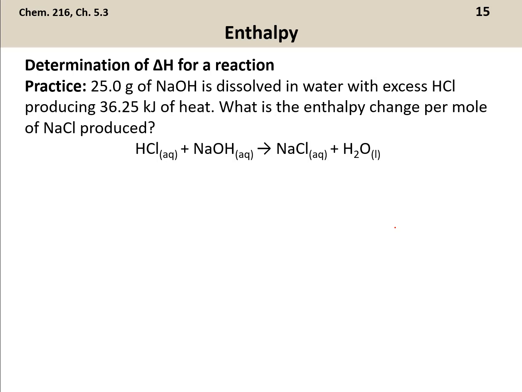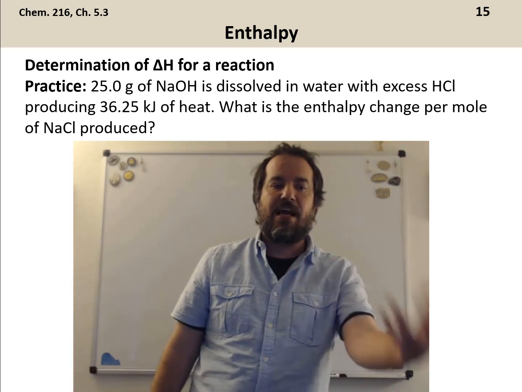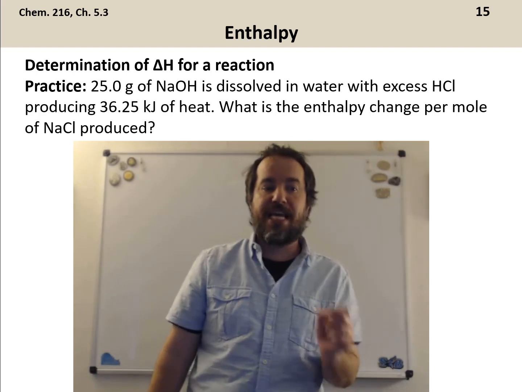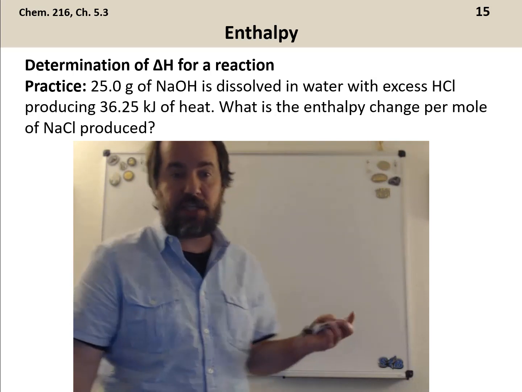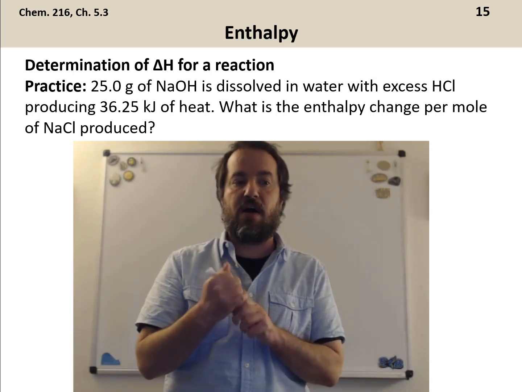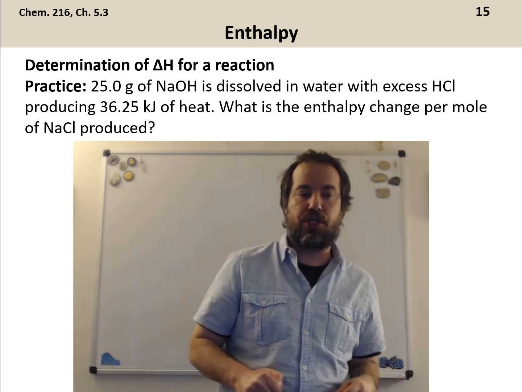All right, so in this problem, we have 25 grams of NaOH. That's sodium hydroxide, a base we talked about in Gen Chem 1. And it's dissolved in water with excess HCl. This produces 36.25 kilojoules of heat. And we're asked what's the enthalpy change per mole of NaCl produced. Okay, so enthalpy change, remember that's delta H.